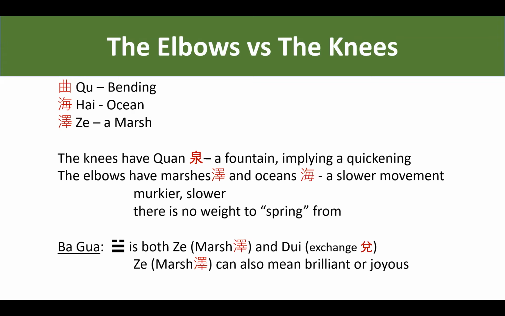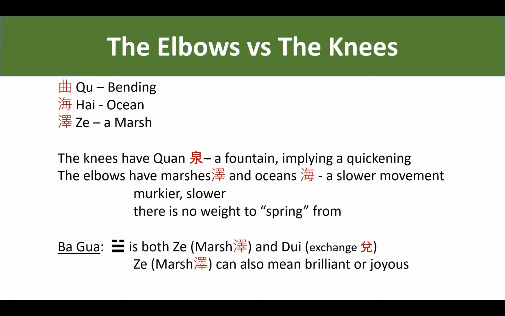However, in the Bagua, if you look at this trigram, this trigram also means to exchange. So therefore, it implies that the character for marsh or swamp also means something brilliant or joyous. So on the one hand, you have the murkiness of a swamp. On the other hand, you have something that's brilliant and joyous. You know, these are contradictions.